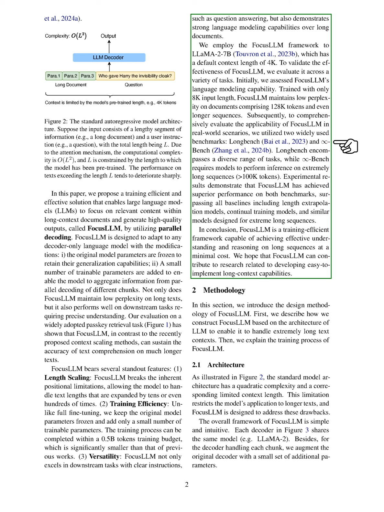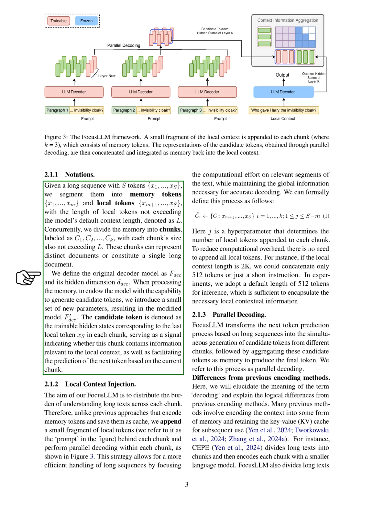In terms of notations, we consider a long sequence with a certain number of tokens. We divide these tokens into memory tokens and local tokens, ensuring that the local tokens do not exceed the model's default context length. We also break the memory into chunks, each of which is sized to fit within the context length. We define the original decoder model and its hidden dimension. When processing the memory, we add a small set of new parameters to allow the model to generate candidate tokens. These candidate tokens help indicate whether a chunk contains relevant information and assist in predicting the next token based on the current chunk.